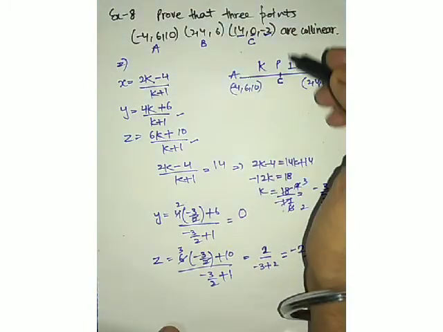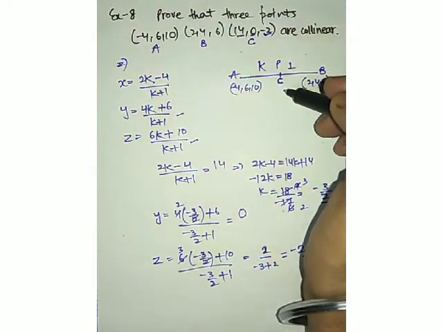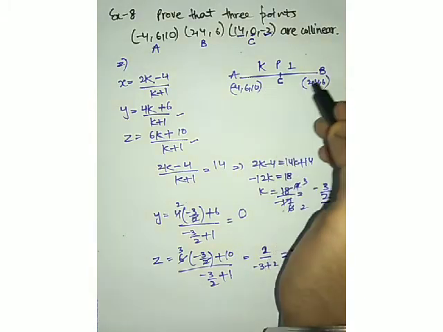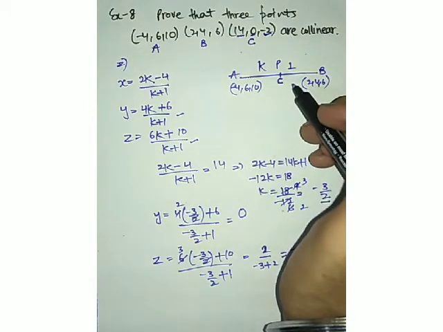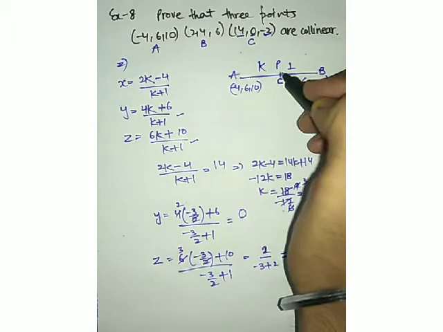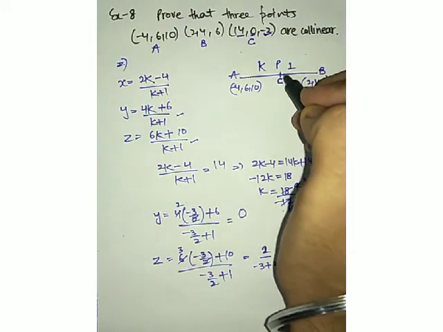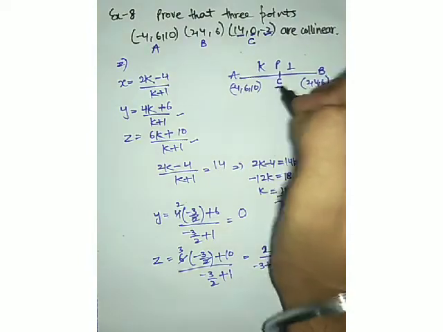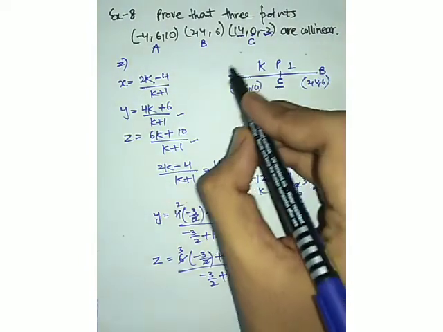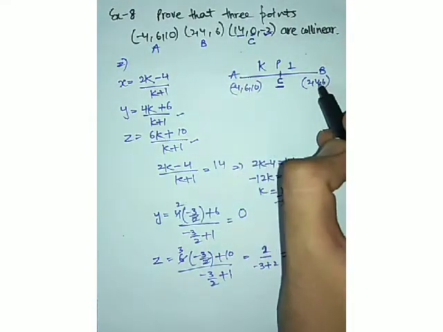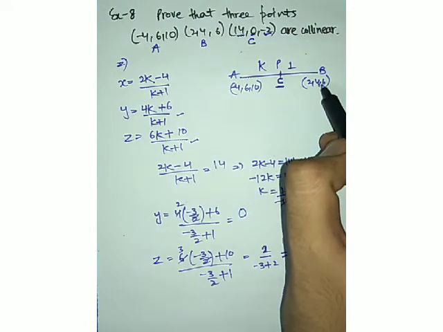It means C and P are coinciding, which means A, B and C are collinear, and P is none other than C. P and C are equal to each other, they are coinciding. That's why the position of C will be here only. So in this way we have proven that A, B, C are collinear points because they are lying on the same line.